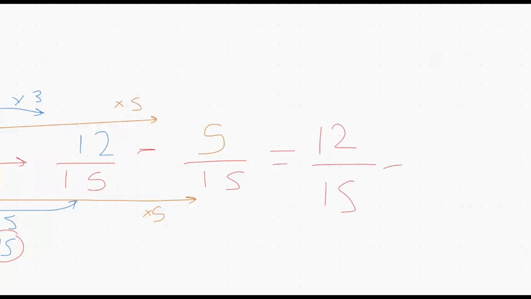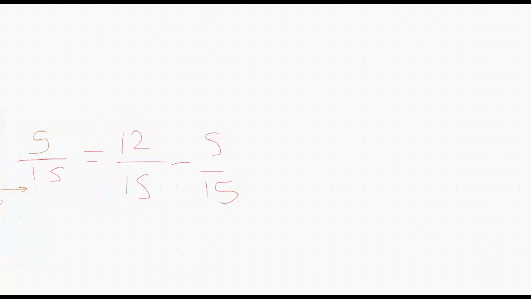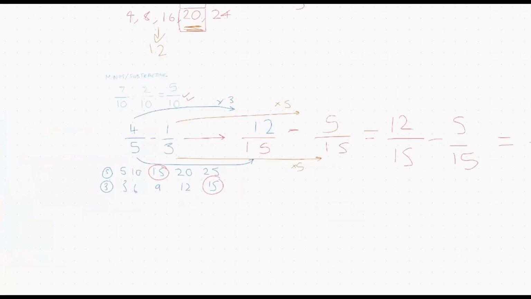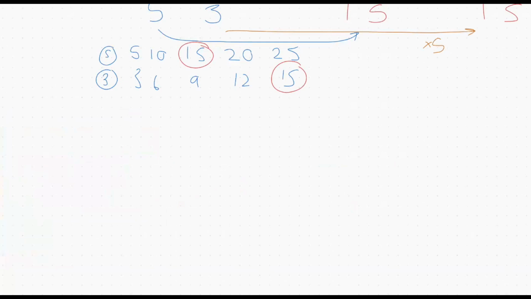And then you take away as normal. Take away the tops, and the bottoms stay the same. So 12 over 15, take away 5 over 15, and you have 7 over 15. Okay, so we're now going to move on to multiplication.